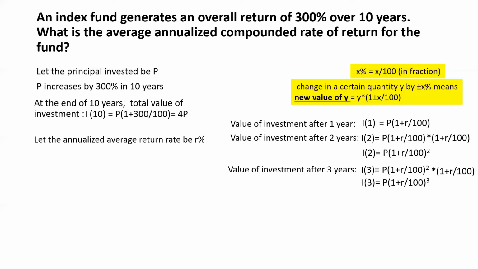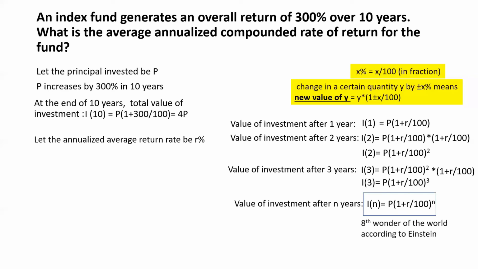And in this way, we can come to a generic representation of the value of the investment after n years. It's simply In is equal to P multiplied by 1 plus R by 100 whole to the power n. And remember, here we are assuming that the money gets compounded only once a year. That's why it's an annual or average annualized rate, right? If it was compounded more than once a year, then you have to take that into account as well. But this is a generic formula for compounded returns, right?